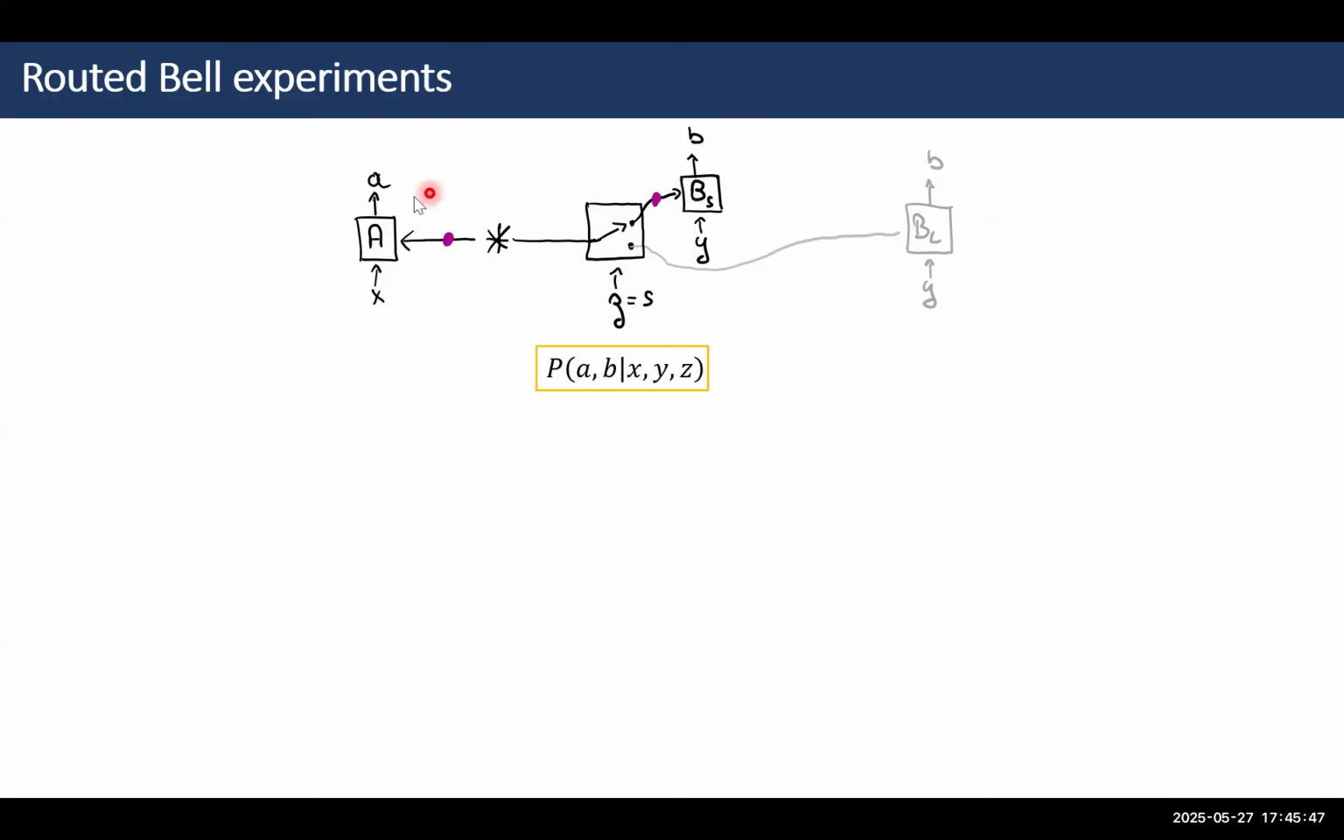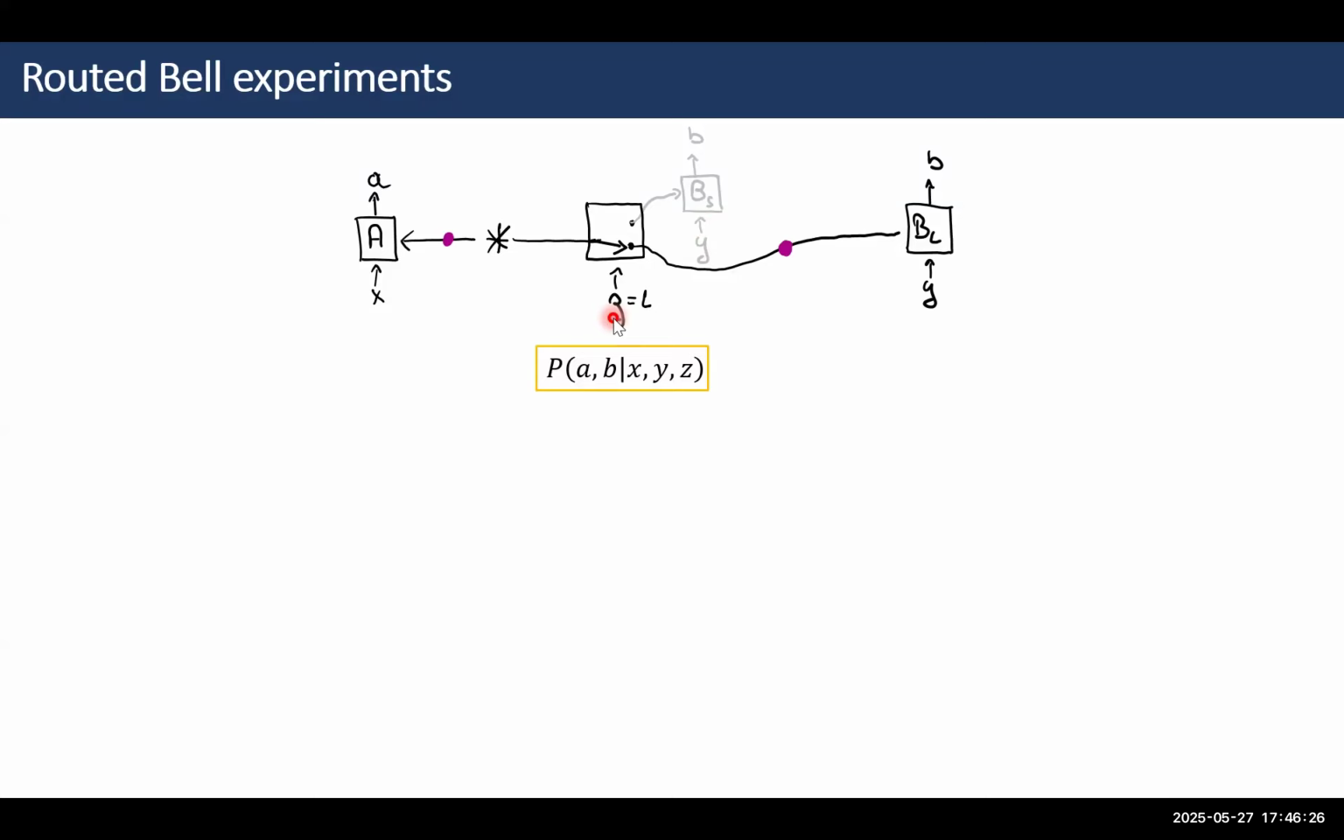And so now, when we do a routed Bell experiment, again we get some correlations, and now these correlations are described by a joint distribution, representing the joint probability to get outcomes A and B, given that we did measurement X on Alice, given that we made a choice Z for where the quantum particle has to be sent, and then given that we made a choice Y for the measurement to be performed either by one device or the other one.